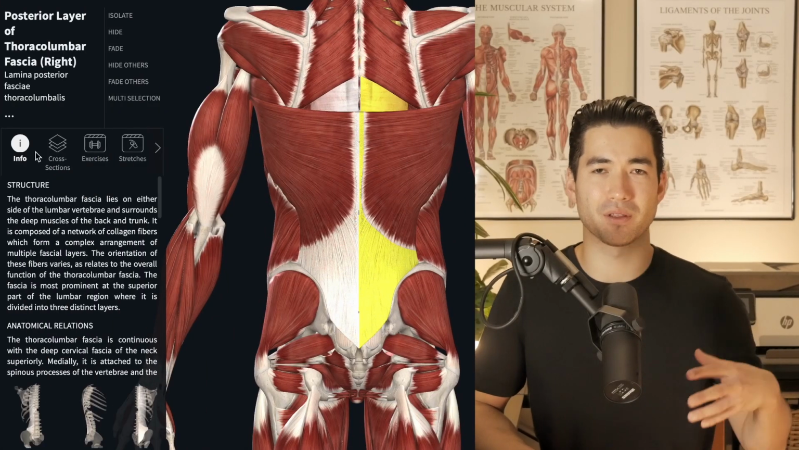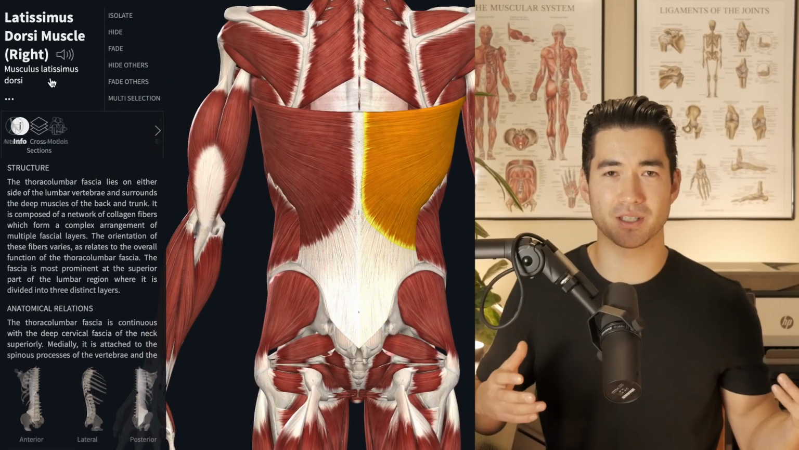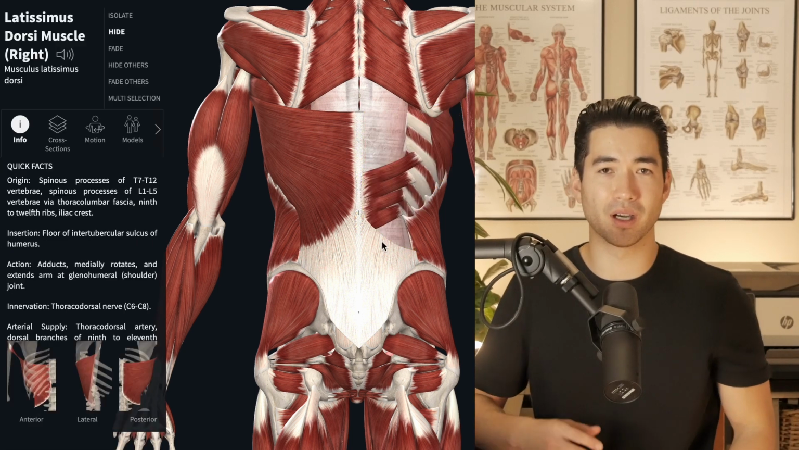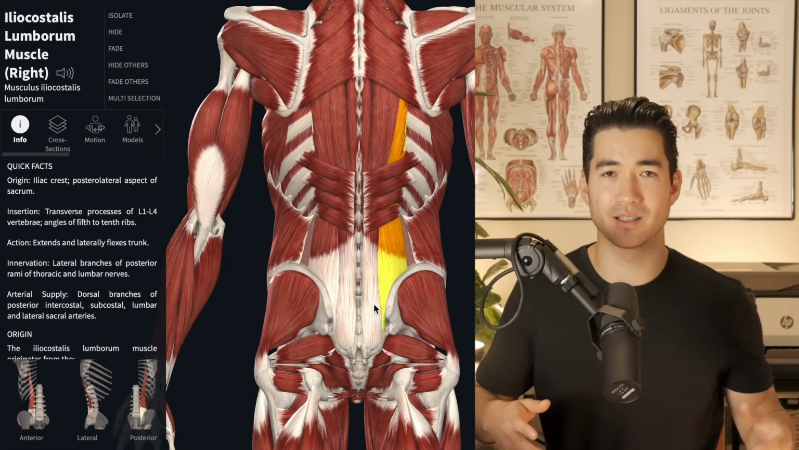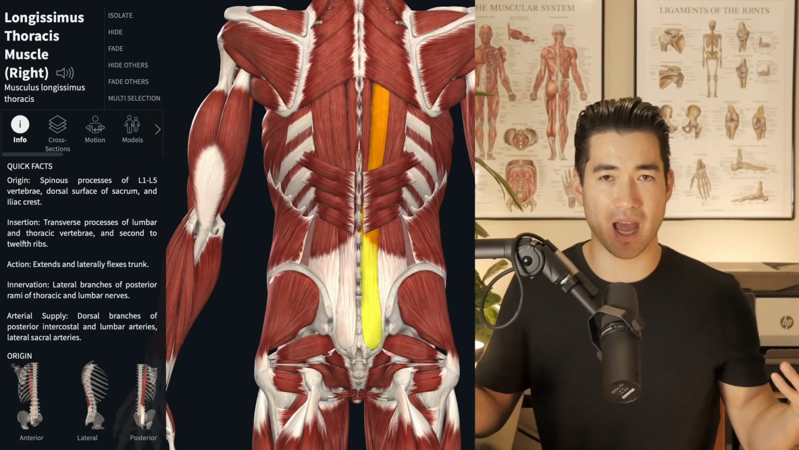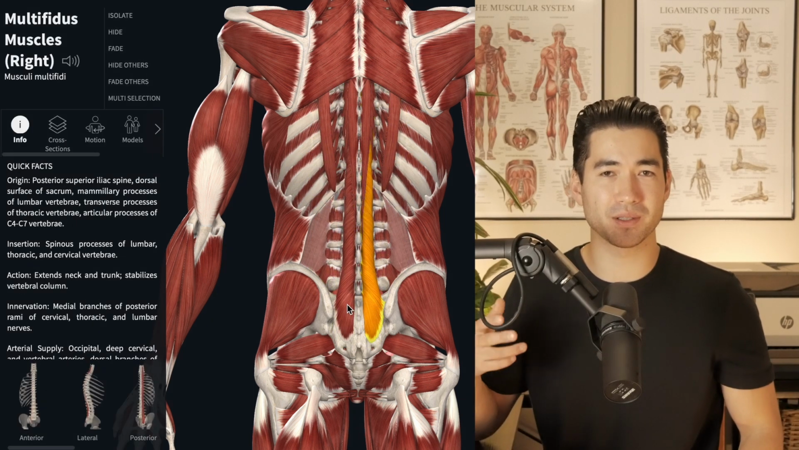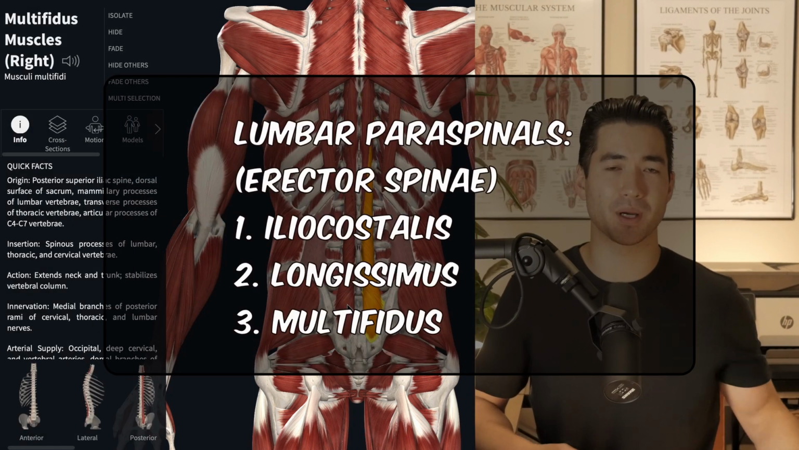First, what are we talking about when we're referring to the major muscles of the low back? Superficially, we have the thoracolumbar fascia and its fascial attachments to the latissimus dorsi. Underneath, we have the iliocostalis and the longissimus muscles, and underneath that is the multifidus. These three muscles together are known as the lumbar paraspinal muscles.